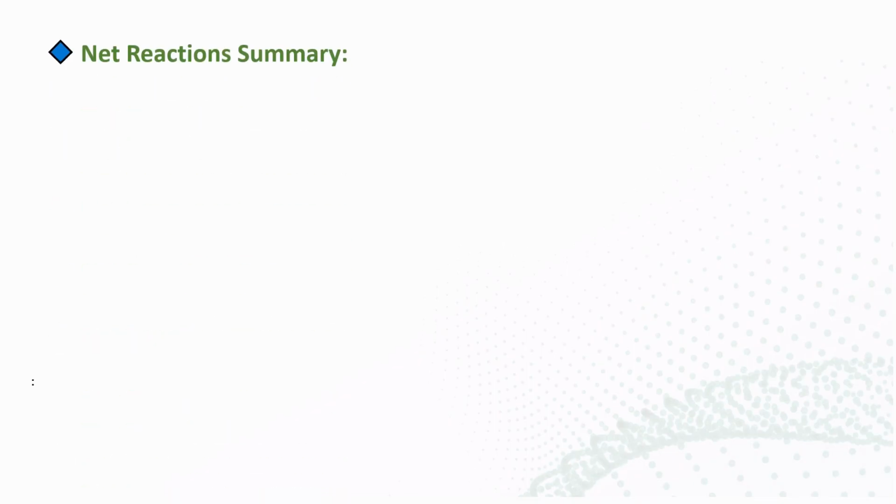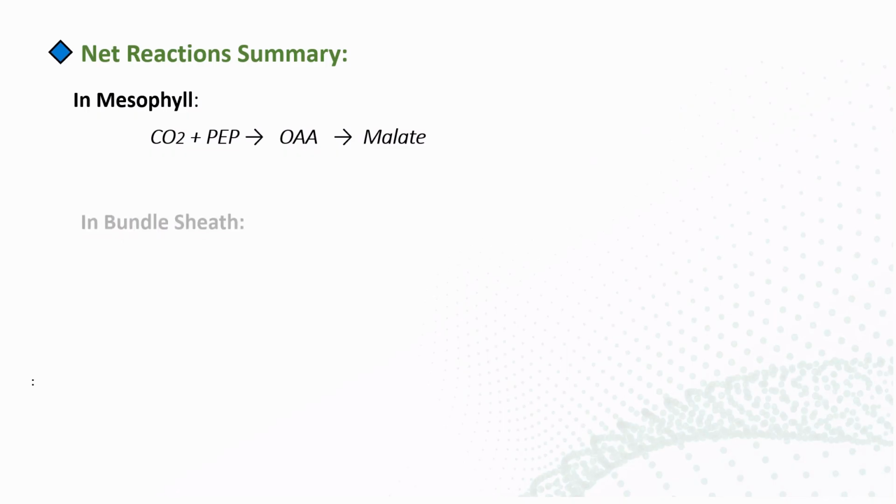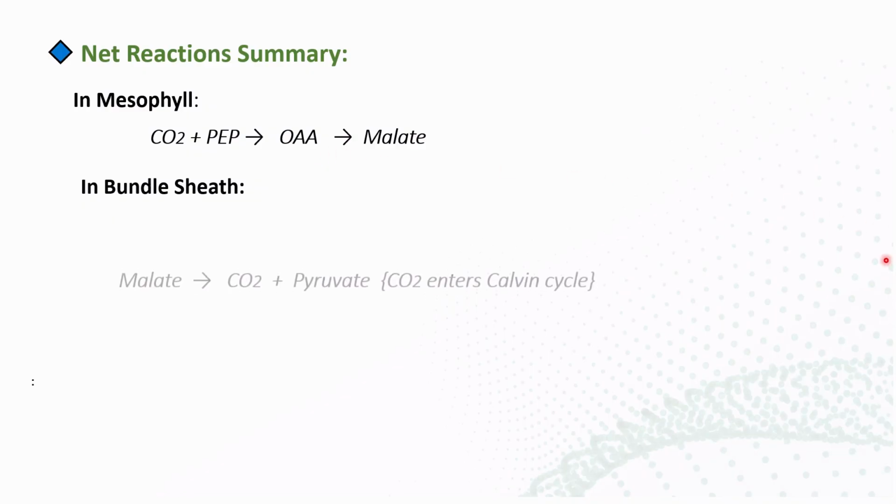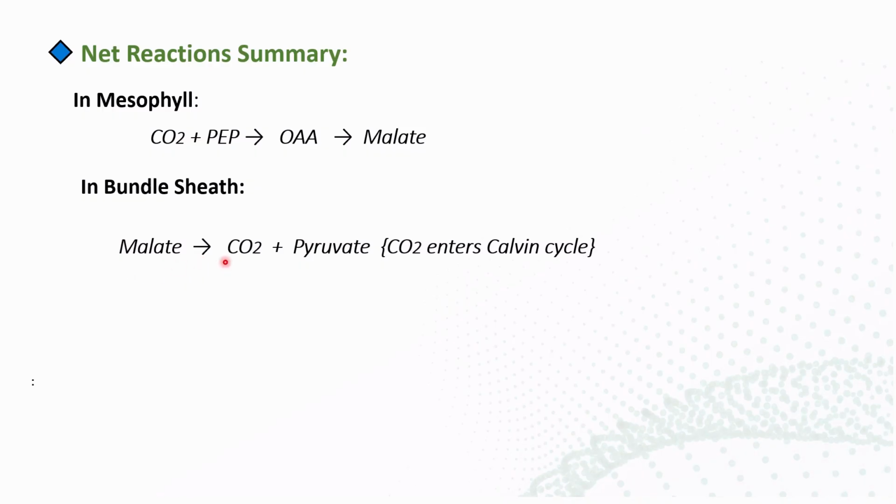So if we move on to the next one, let's see how the total reaction takes place. In the mesophyll cells, CO2 plus PEP gives rise to oxaloacetic acid and then malate. And if you want to differentiate which steps occur in the mesophyll cells and which occur in the bundle sheath cells: in the mesophyll, CO2 combines with PEP to form oxaloacetic acid and then malate, whereas in the bundle sheath cells, this malate is converted into CO2 and pyruvate. Then this pyruvate returns, and phosphoenol pyruvate is formed again in the mesophyll cells itself.